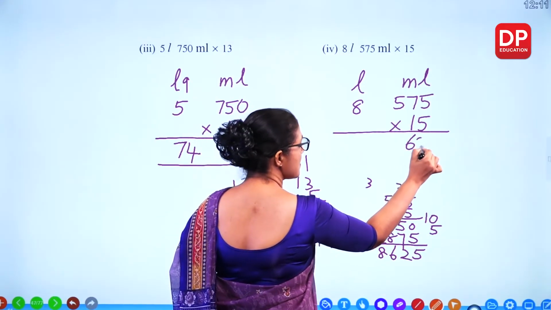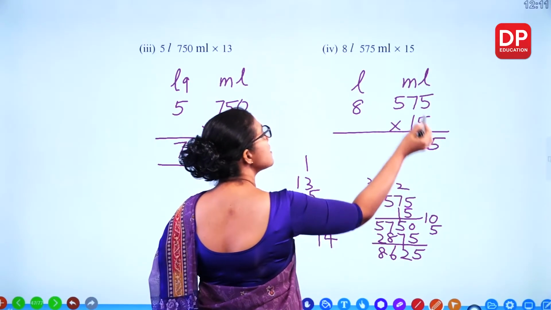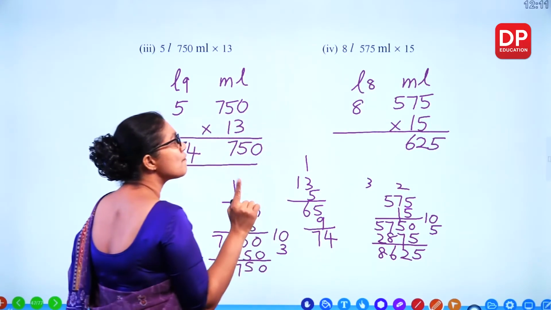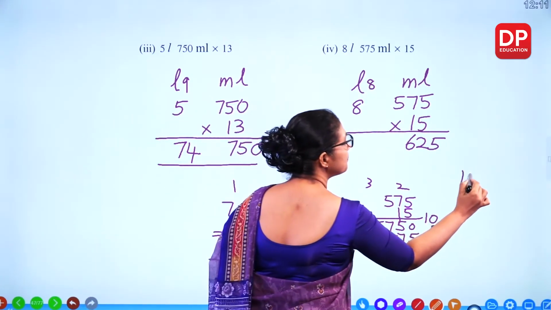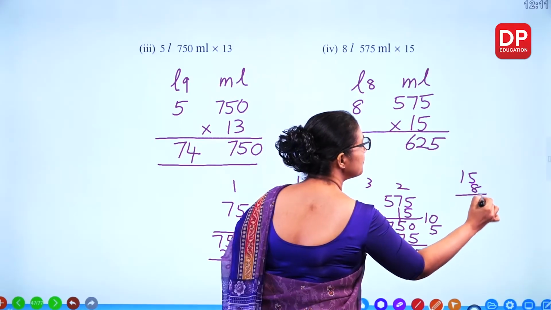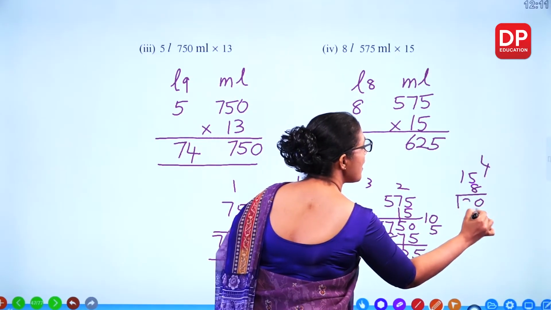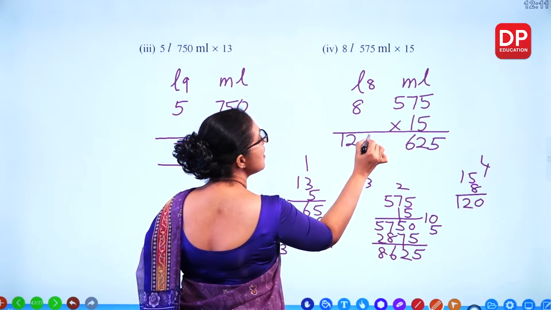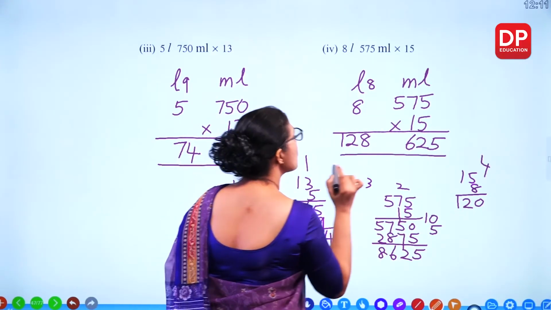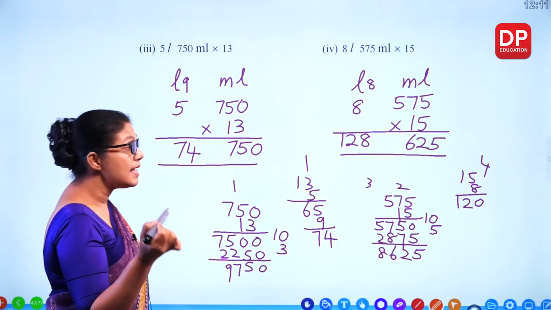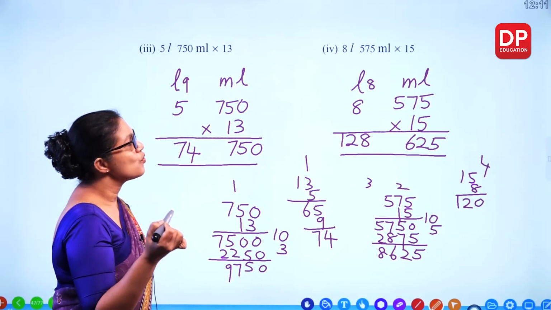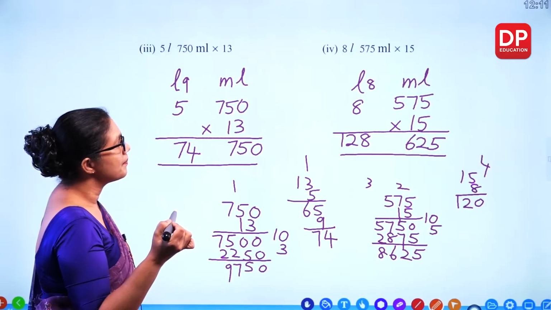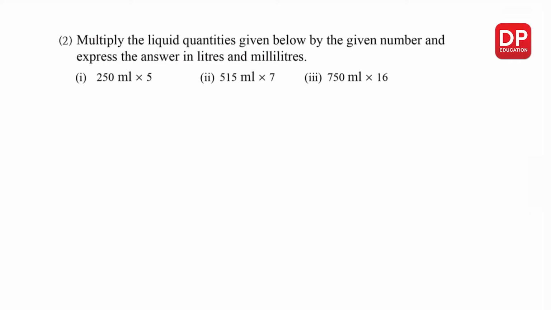So 8,625. You write 625 and take 8 here. 15 times 8, 120. So 120 and this 8 becomes 128. So the answer is 128 liters and 625 milliliters. Look at question number 2.